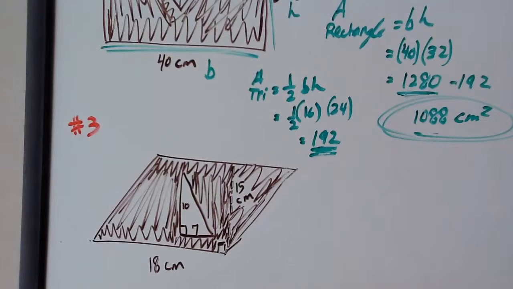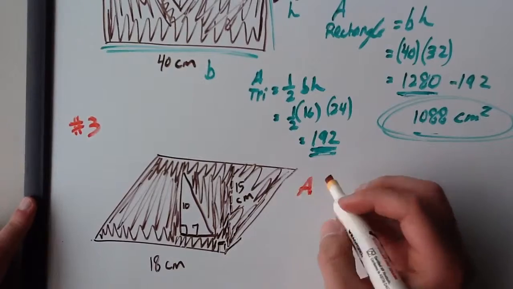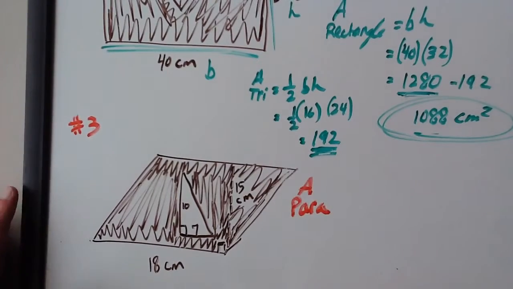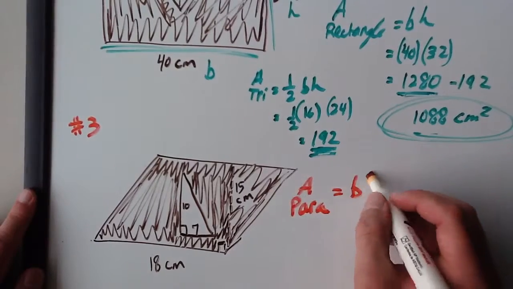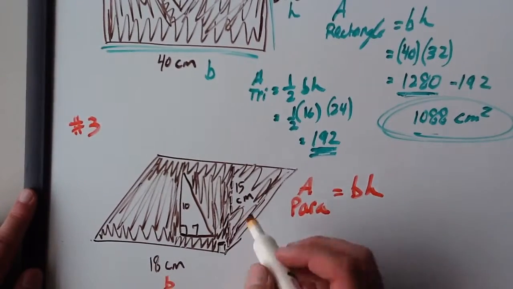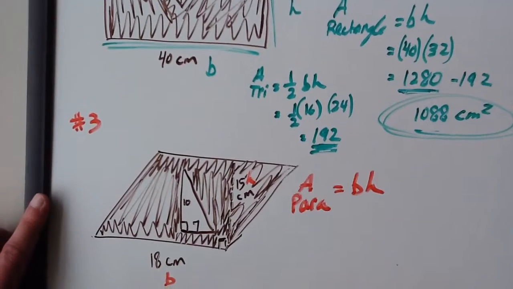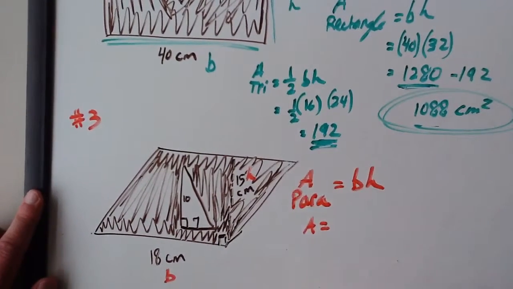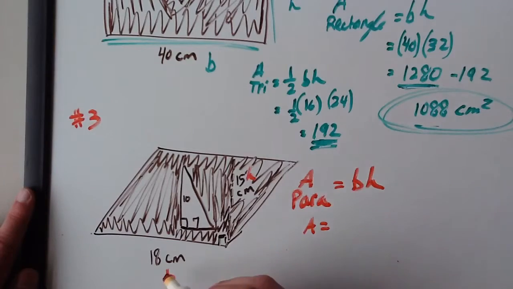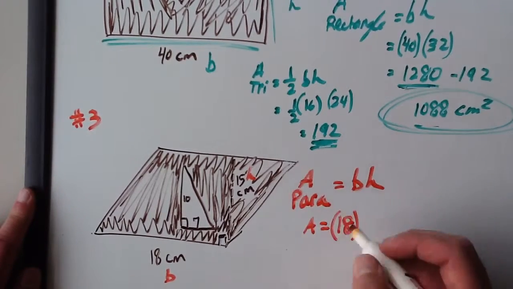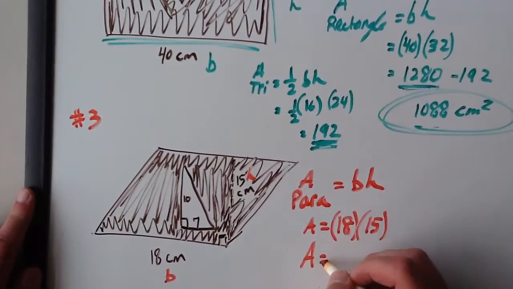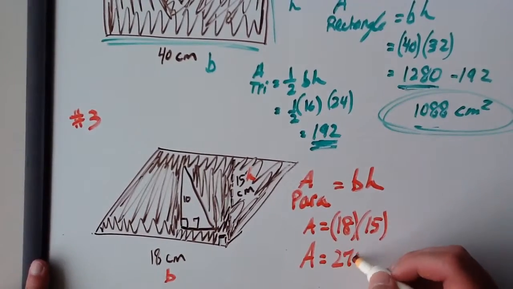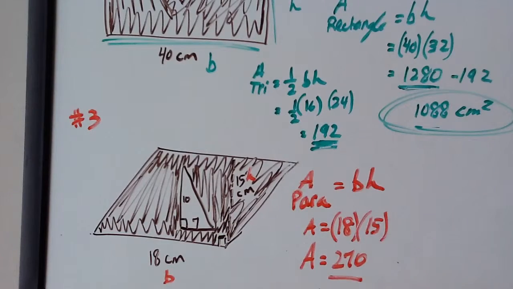Finally, number 3, you have this. You have a parallelogram, and inside that parallelogram, you have a triangle. So let's first find the area of the whole parallelogram. So area of the parallelogram, I'll put PARA, equals base times height. And 18 is the base, 15 is the height of the parallelogram. So the area of the parallelogram is base, which is 18, times height of 15. And 18 times 15 is 270. So that is the area of the whole parallelogram.